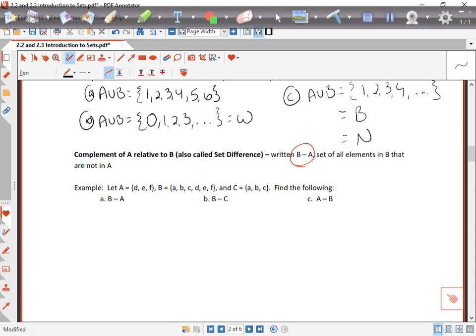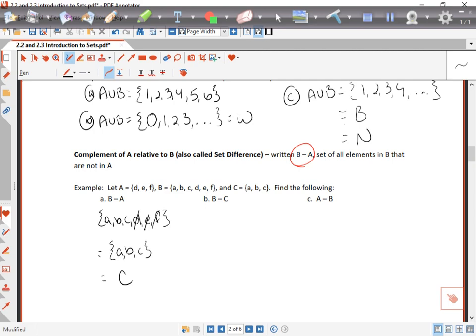I always feel the easiest way is to write out the first set. So I have A, B, C, D, E, F for set B. I'm going to take away the things that are in A. I'm going to take away D, E, and F. So it leaves me with A, B, and C, which also happens to be set C. Again, either one of these answers will be fine.